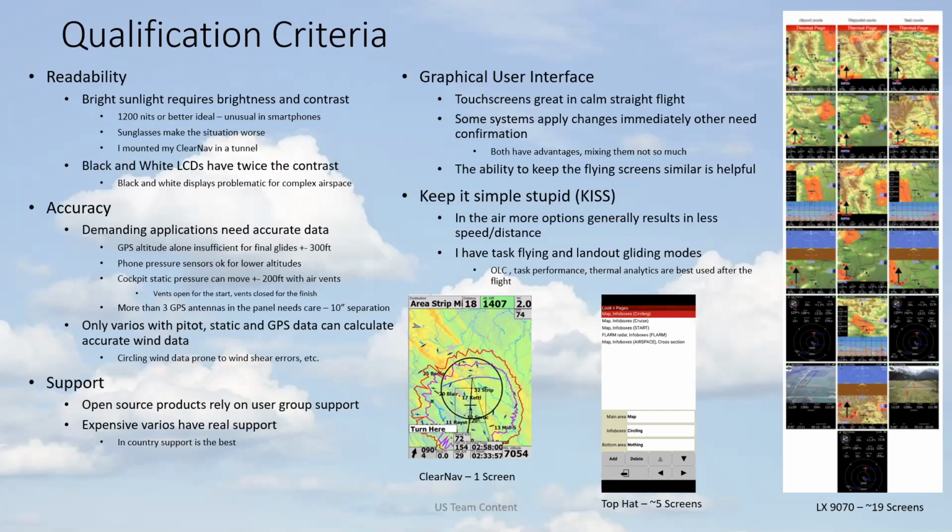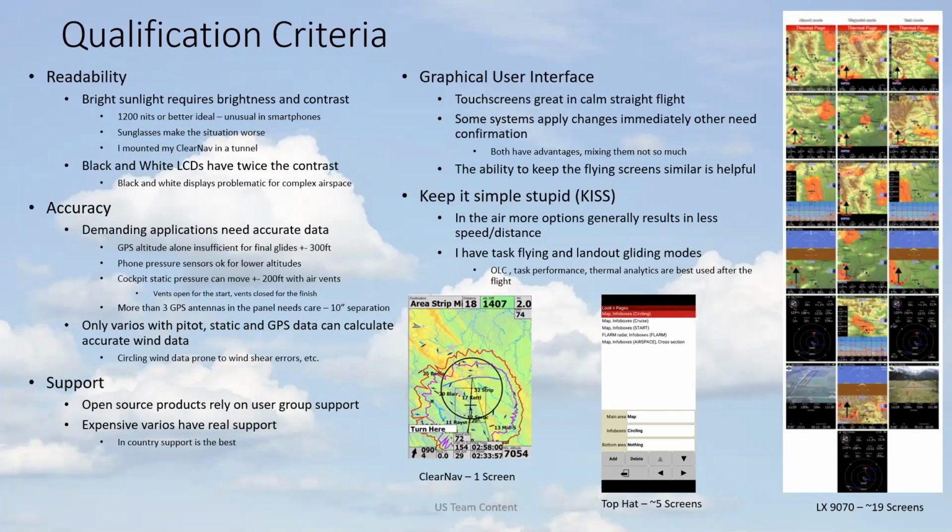So you see there's a huge difference between a ClearNav and LX 9070, and I find myself with the 9070s hunting and pecking something, whereas on the ClearNav it's right there all the time, and it's much easier to find stuff on the Top Hat. So, when you're thinking about a flight computer, if you're not going to be using it for particularly demanding flight tasks, then simpler is probably better, in my opinion.